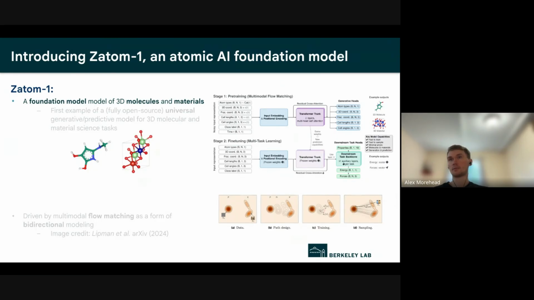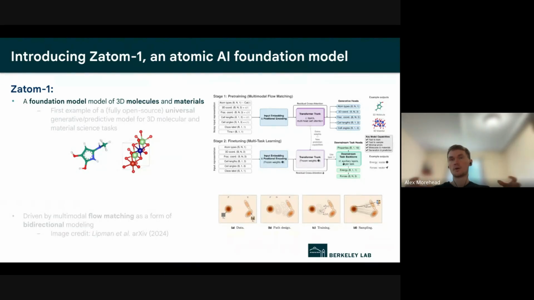And then from there, we have a relatively standardized transformer trunk that takes all those input embeddings and learns rich latent trunk embeddings from those. And then from those trunk embeddings, we have basically simple linear readouts, or something like that, for each generative head. So we can predict new atom types, 3D coordinates, or fractional coordinates.